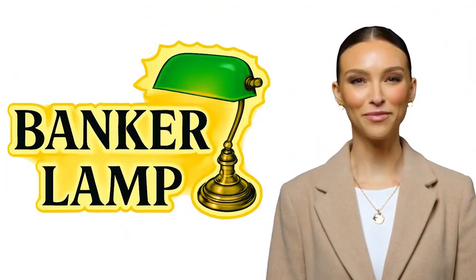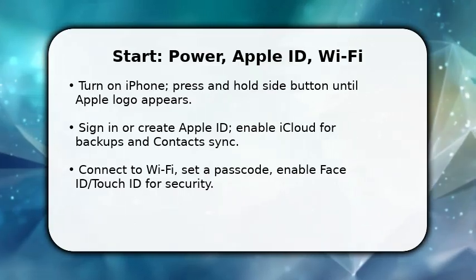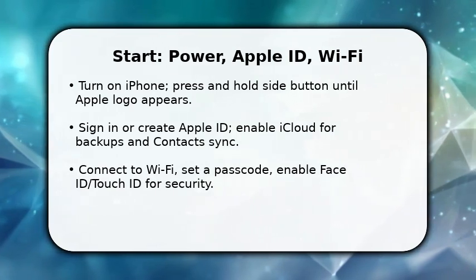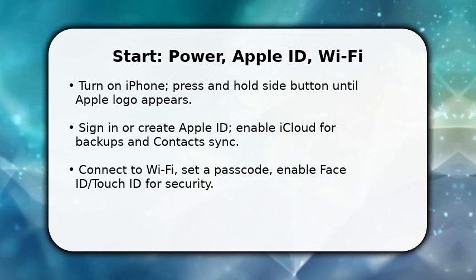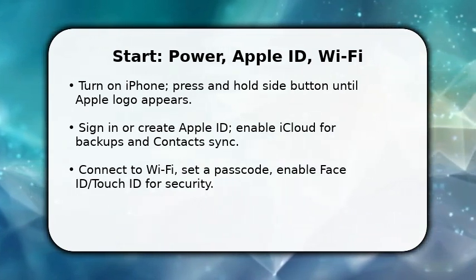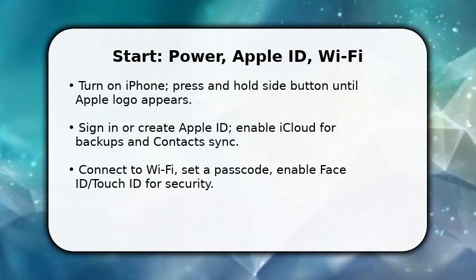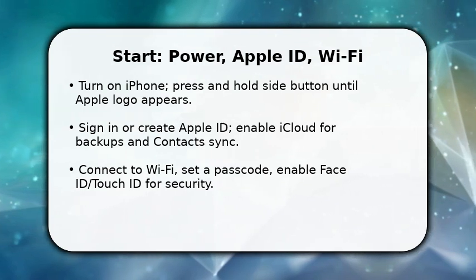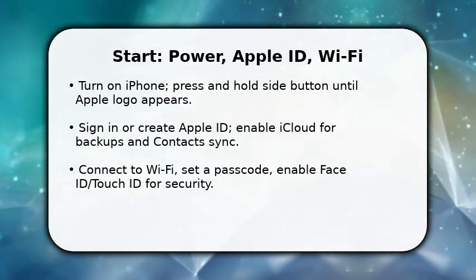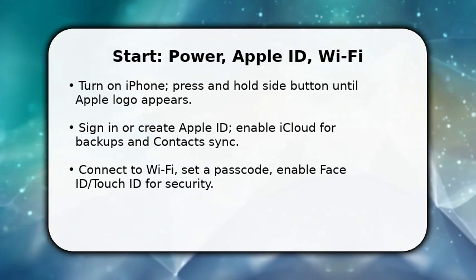Please enjoy the video. You'll begin by powering the iPhone and signing into an Apple ID so settings, photos, and purchases sync. Once done, join a trusted Wi-Fi network to speed setup and downloads. Make sure to create a 6-digit passcode and configure Face ID or Touch ID. This protects data and speeds unlocking for apps and payments.